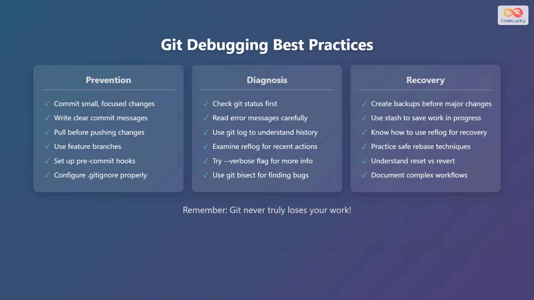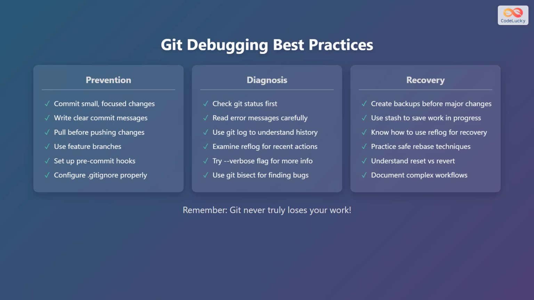Here are some Git debugging best practices. For prevention, commit small, focused changes, write clear commit messages, pull before pushing changes, use feature branches, set up pre-commit hooks, and configure .gitignore properly.